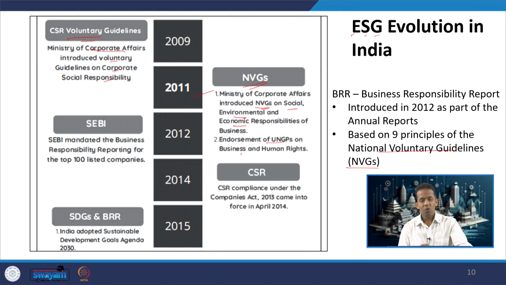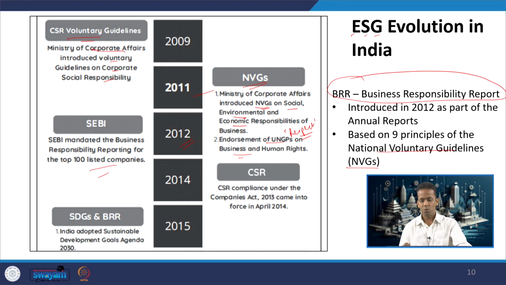And endorsement of United Nations GPs, UNGPs, means United Nations Guiding Principles, and one of the principles here was respect. But again, it is related to the social aspect more than the governance aspect, and it was guiding principles on business and human rights. So, these NVGs were introduced in 2011, and in 2012 SEBI mandated the business responsibility report, BRR.